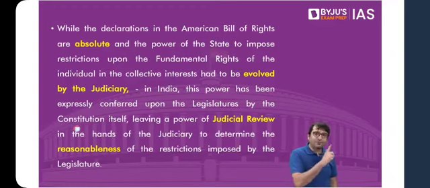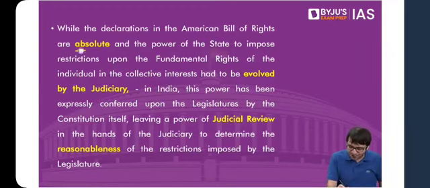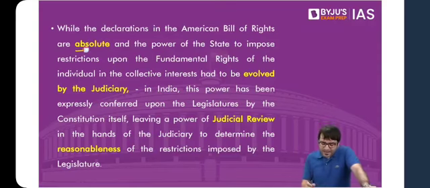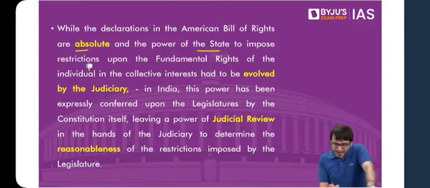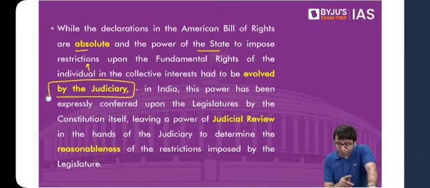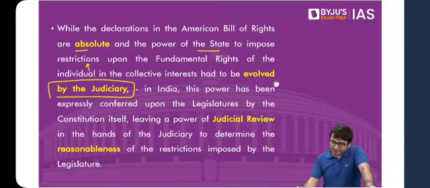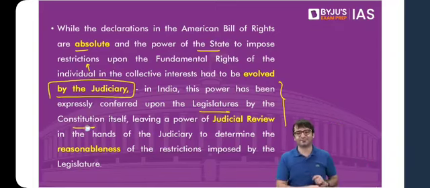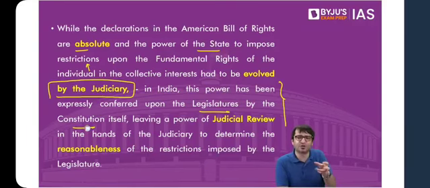So that means the Bill of Rights are absolute in United States. And the power of the state to impose restrictions upon these fundamental rights has to be evolved by the judiciary. The judiciary can evolve these restrictions, can impose these restrictions. While in India, this power has been expressly conferred upon the legislature by the Constitution itself. Constitution itself says if there are restrictions to be imposed on fundamental rights, those can be imposed by the parliament.